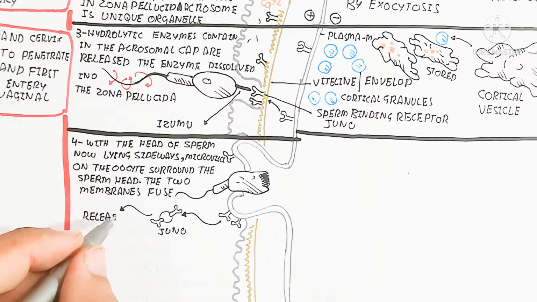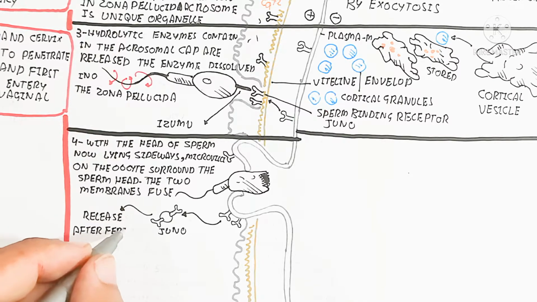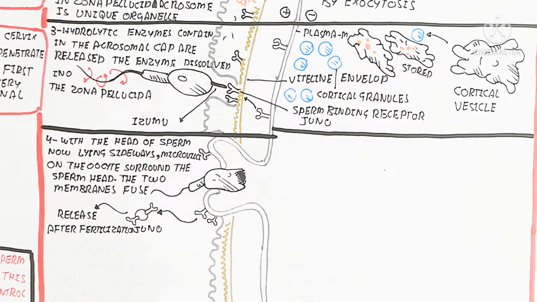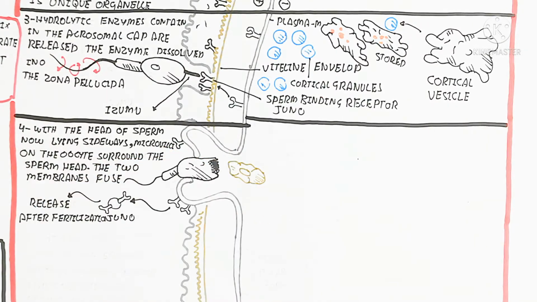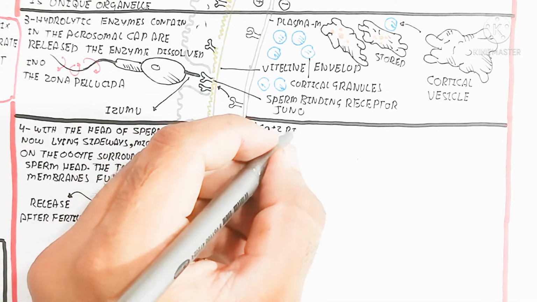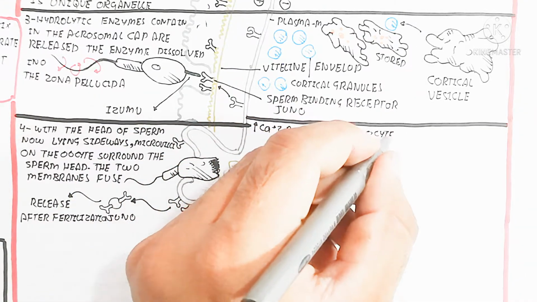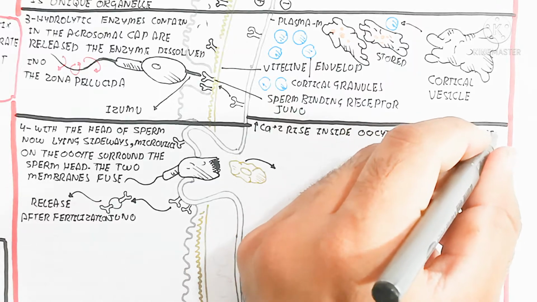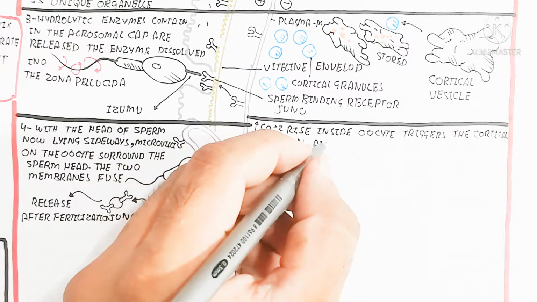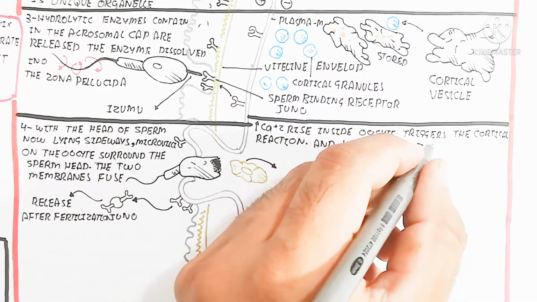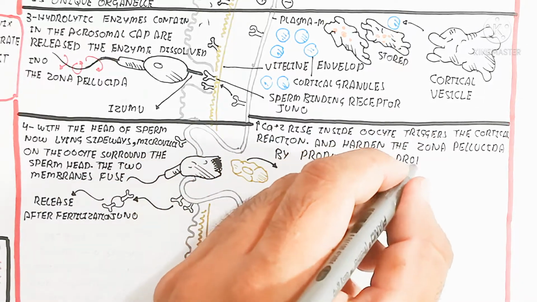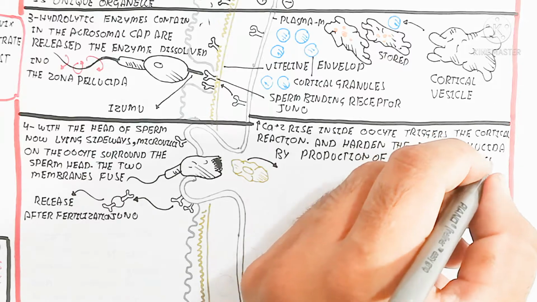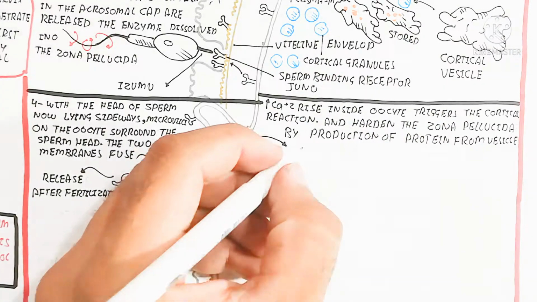and basically the microvilli on the oocyte surround the sperm head. The two membranes fuse. So here the two membranes will be fused, the sperm and the egg membrane, and release the nuclei. So the calcium rise inside the oocyte triggers the cortical reaction and hardens the zona pellucida by production of protein from the vesicle.